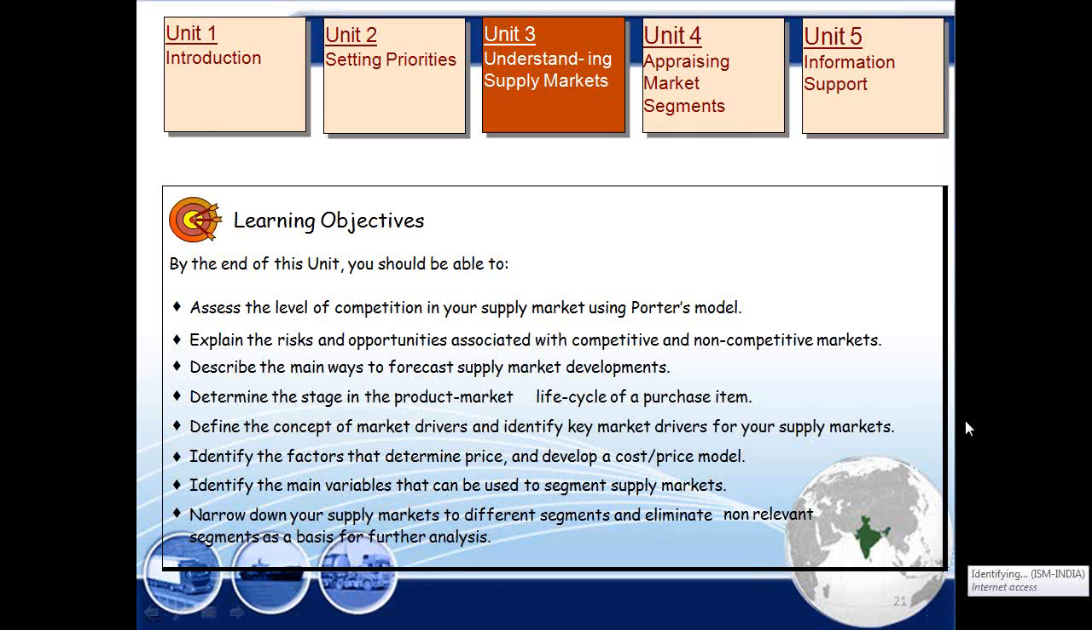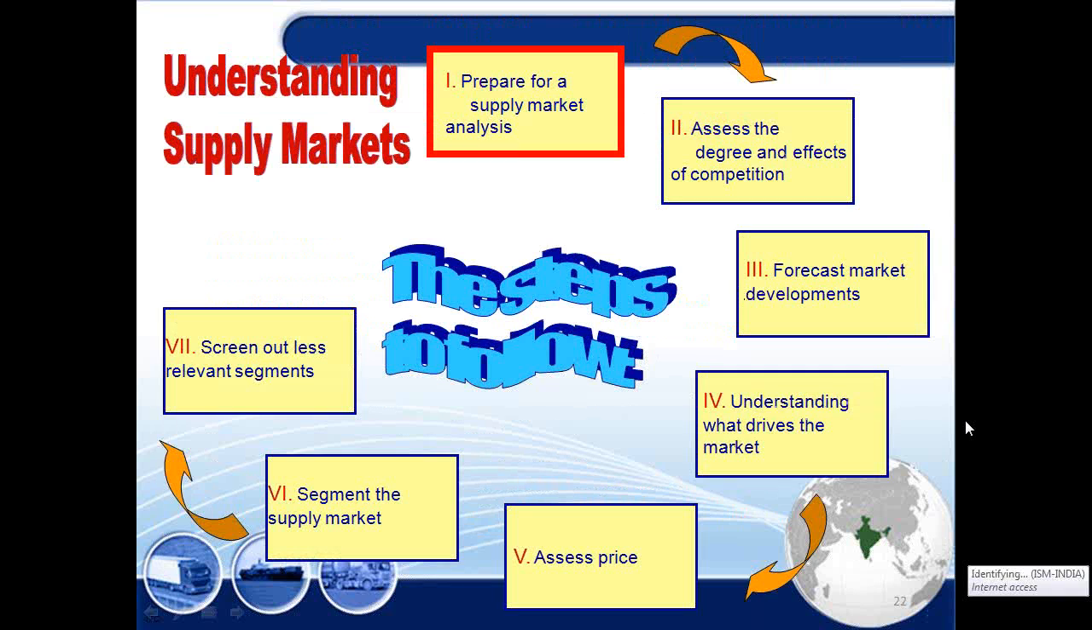Now here comes the next one, understanding the supply market. When we come to understanding the supply markets, there are 7 boxes you can see around. First is prepare for a supply market. Second, assess the degree and effects of competition. Third would be the forecasting part. Fourth is understanding what drives the market. Fifth is assessing the price. Sixth is segment the supply. And the last is screen out less relevant segments.